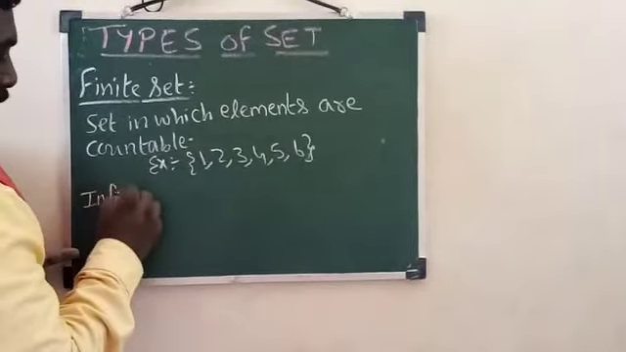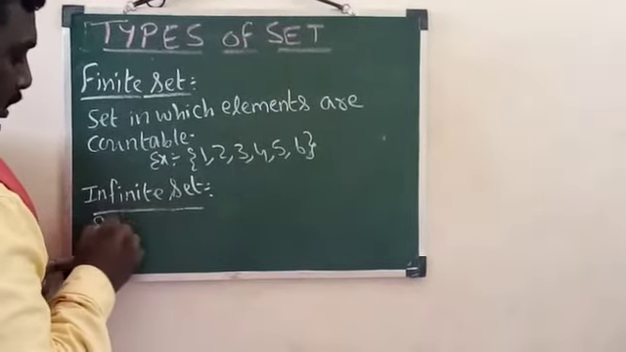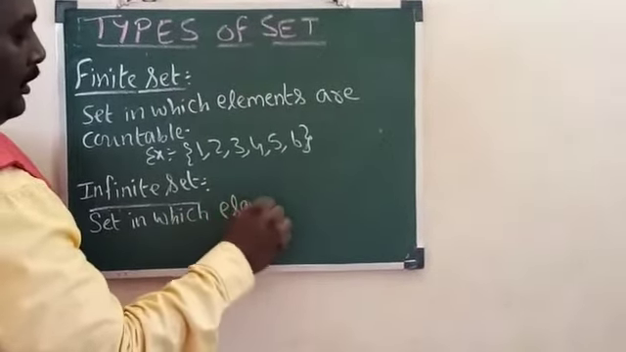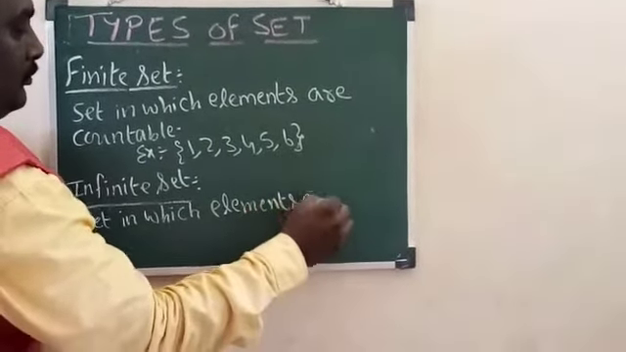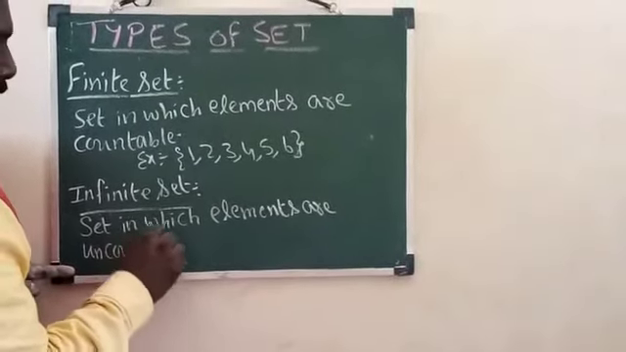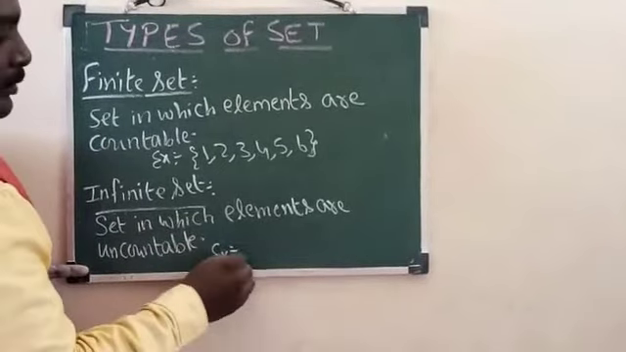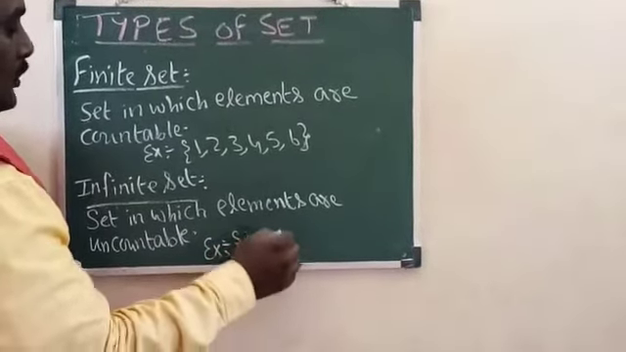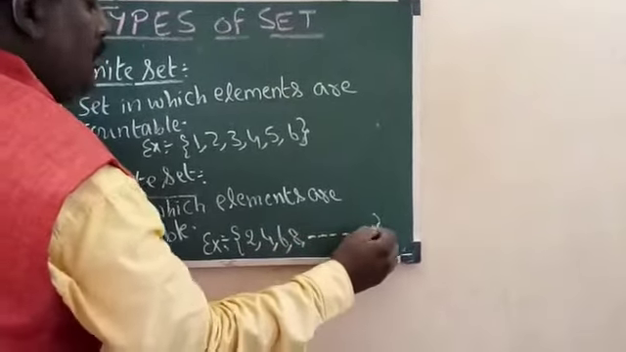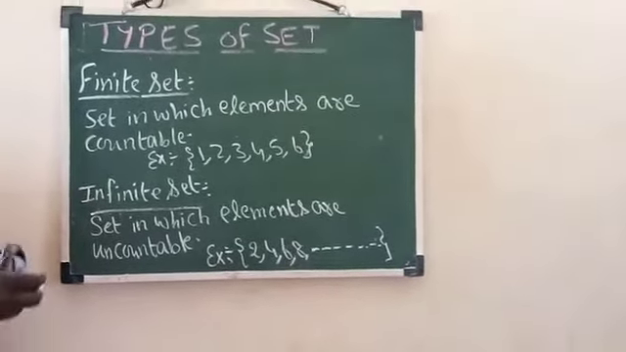Infinite set. A set in which elements are uncountable. Example, 2, 4, 6, 8, and so on. Here we have the infinity symbol. That's why it is an infinite set. Uncountable numbers are there. Next, equivalent set.